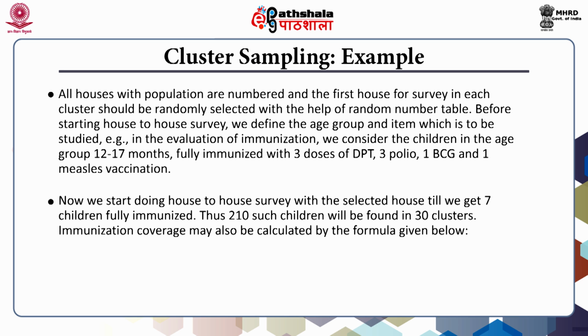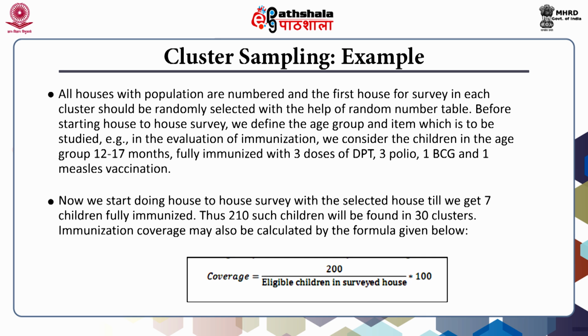Immunization coverage may also be calculated by the following formula. The coverage is 200 divided by the eligible children in surveyed houses, times 100.